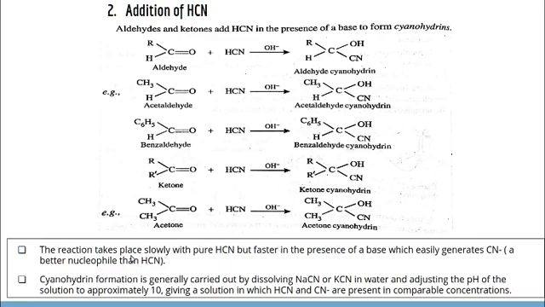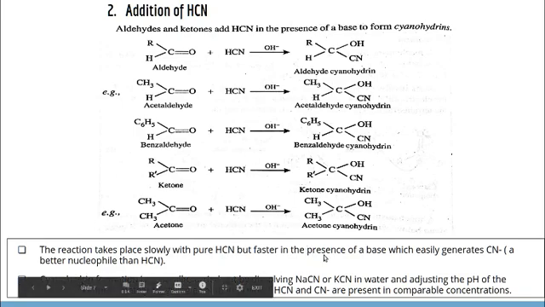The reaction takes place slowly with pure HCN but faster in the presence of a base, which easily generates CN minus, a better nucleophile than HCN. So this reaction is usually carried out in basic medium. So the reaction will become so fast.